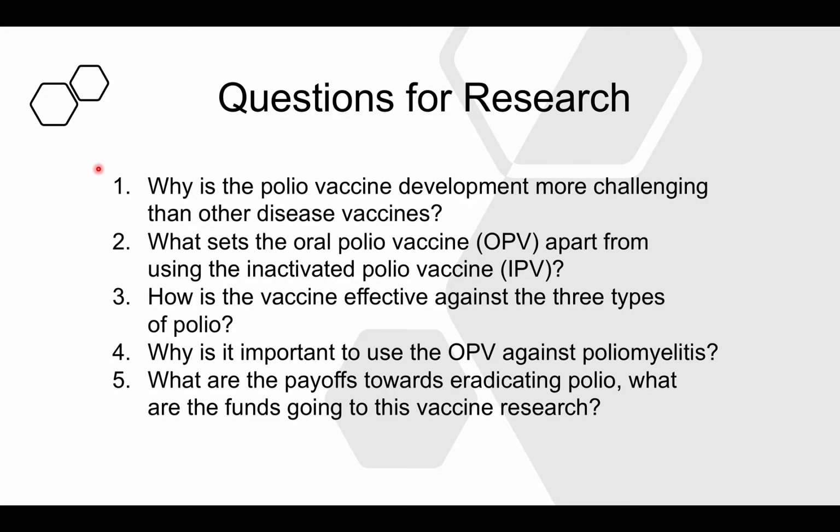So my initial questions for research were, number one, why is the polio vaccine development more challenging than other disease vaccines? Number two, what sets the oral polio vaccine, that's the OPV, apart from the inactivated polio vaccine, that's the IPV? Number three, how is the vaccine effective against the three types of polio? Number four, why is it important to use the OPV against poliomyelitis? And number five, what are the payoffs towards eradicating polio? What are the funds going to this vaccine research?